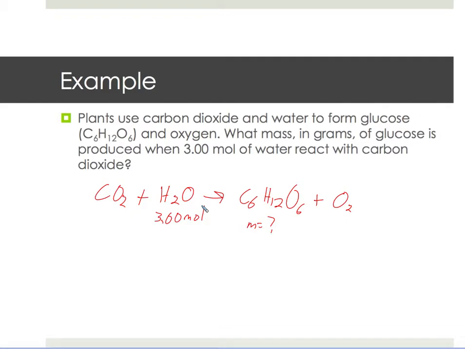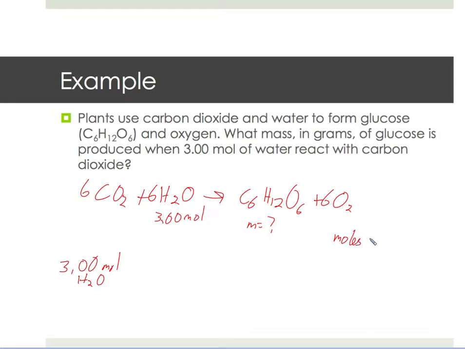So step one, we have the equation, we need to balance it. I know there's going to be a 6 here, a 6 here, and a 6 here. So make sure we balance that correctly. Now, we have to go from moles of water to grams of glucose. So we're going to start with what we know, which is 3.00 moles of H2O. I'm going to draw a mole mountain again just so you have this visual.